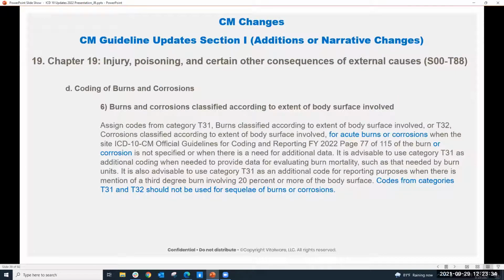All right, so chapter 19, injury, poisoning, and certain other consequences of external causes. Here we're talking about coding of burns and corrosions, and they're just clarifying in this paragraph that these codes in category T31 should only be used for acute burns and corrosions.